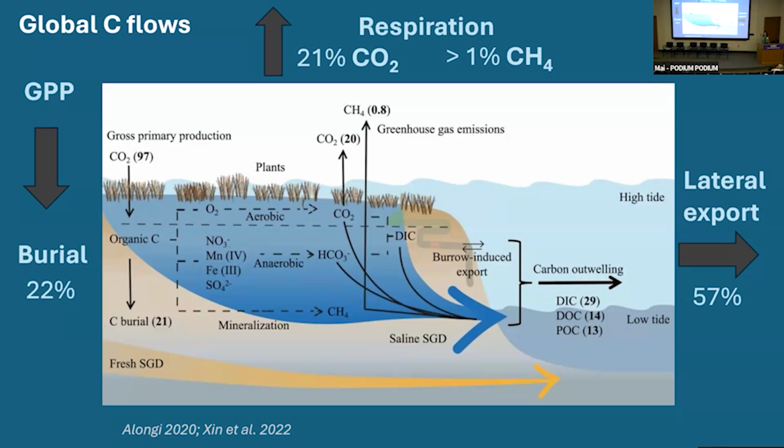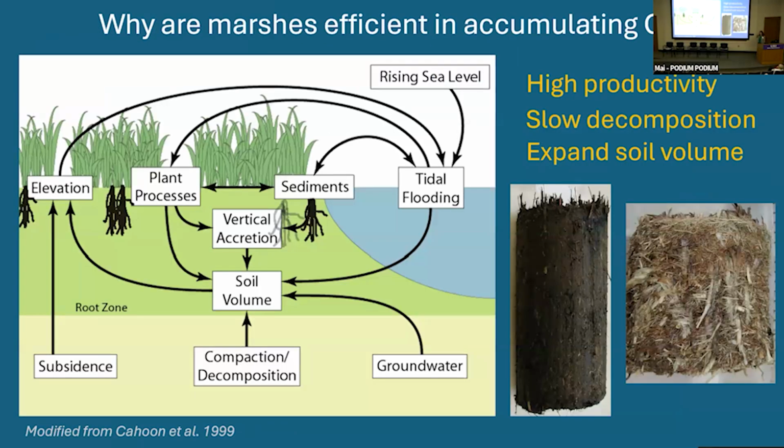So what makes wetlands so efficient at accumulating carbon? Well, the plants are highly productive. They produce a lot of below ground biomass in the form of roots and rhizomes, so that's a direct input of soil organic matter. And the organic matter in the soil in wetlands decomposes slowly. It's anaerobic decomposition. But unlike terrestrial ecosystems, coastal wetlands have the capacity to expand their soil volume over time.